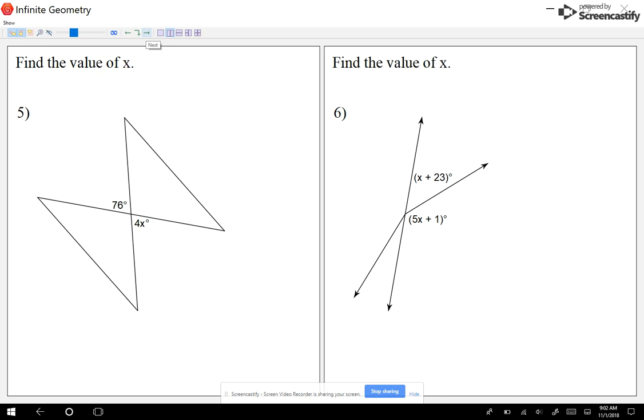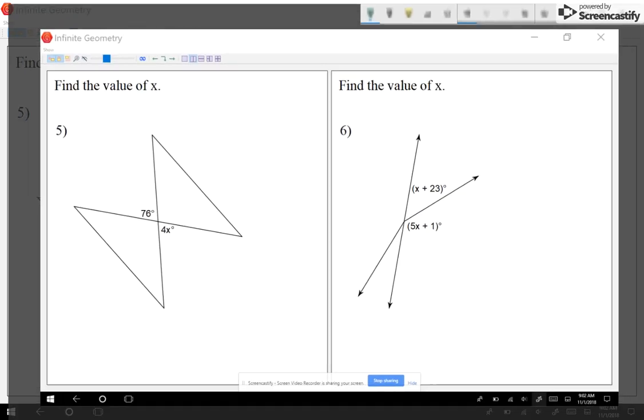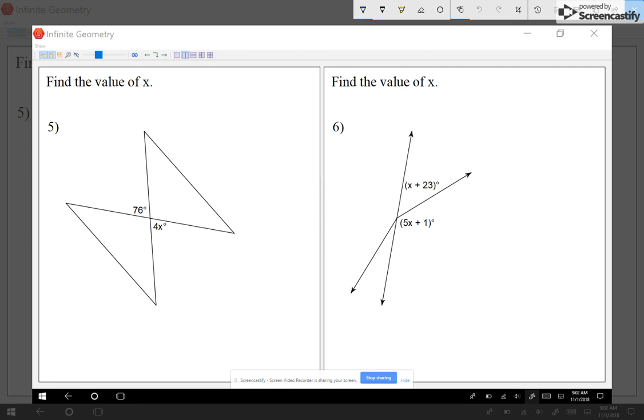Now here for question number 5, I see an X. There is my X. The vertical angle theorem says when there's an X formed, opposite angles are equal to each other. So I'm just going to say 4x equals 76. To solve for x, let me divide both sides by 4. 76 divided by 4 in this case is 19. X equals 19.